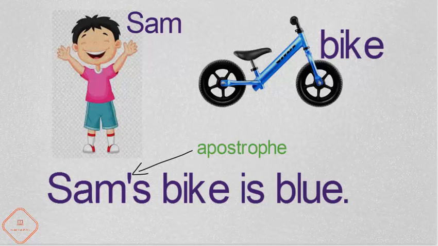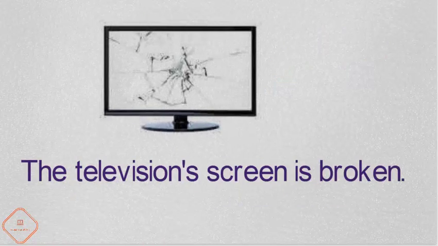Let's look at another example. The television's screen is broken. Right? The screen on the television. So who does the screen belong to? Is the screen from the computer? No, the screen belongs to the television. It's part of the television. So the television's screen is broken. So we add an apostrophe and an S. So this is what we mean by the possessive noun.